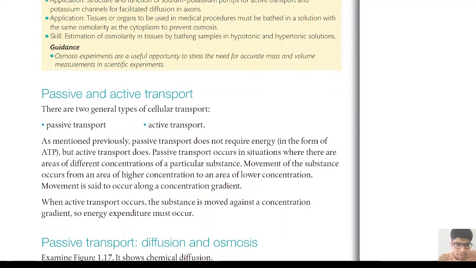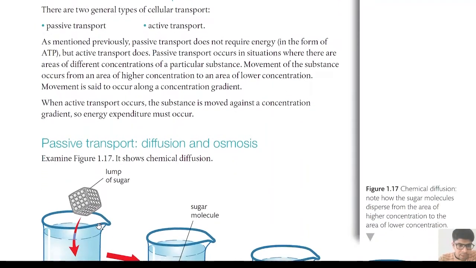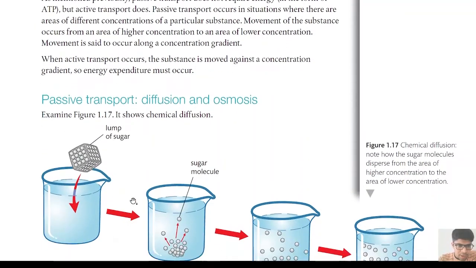Okay, remember this. Passive transport occurs in the situations where there are areas of different concentration of the particular substance. Movement of the substances occurs from an area of higher concentration to an area of lower concentration. Movement is said to occur along the concentration gradient. When active transport occurs, the substance is moved against a concentration gradient, so energy expenditure must occur. Passive transport: diffusion and osmosis.